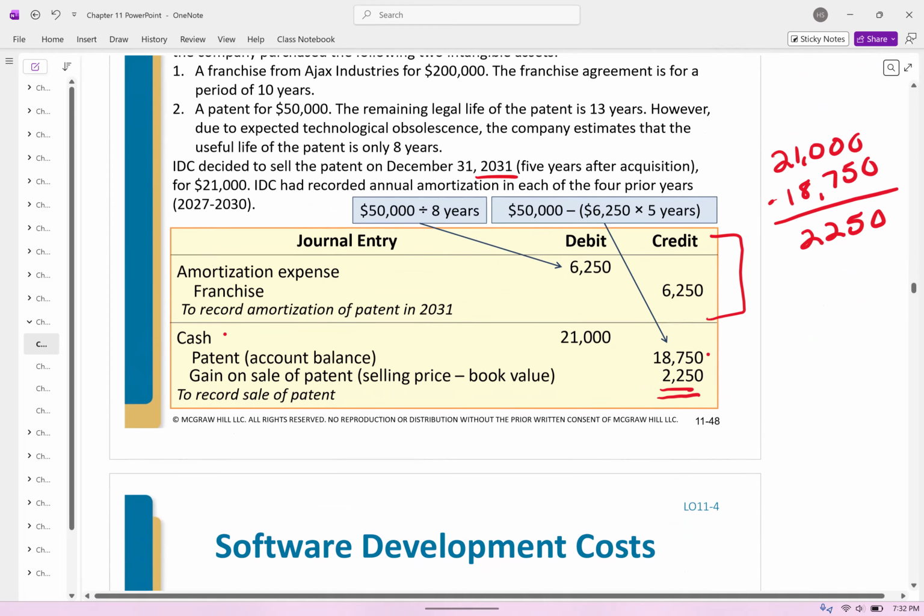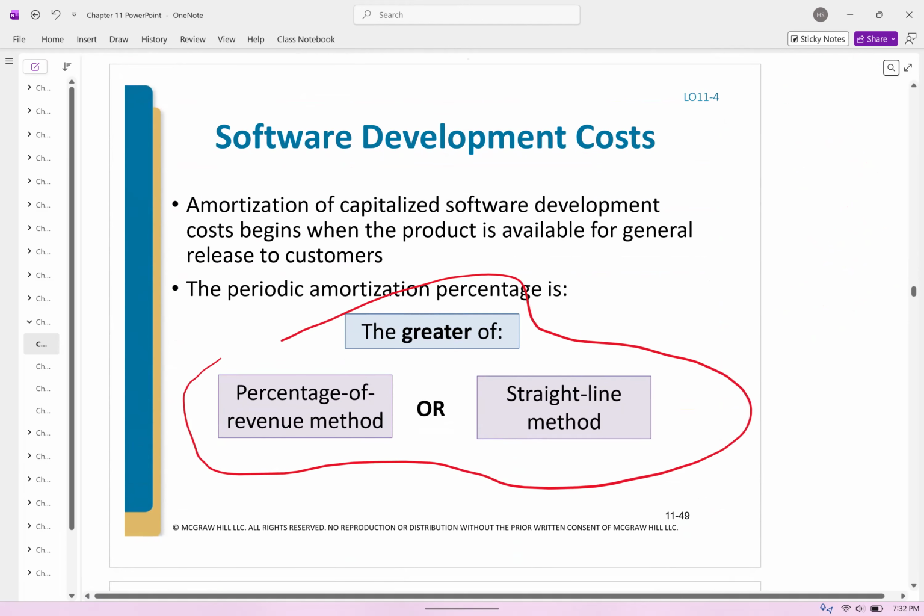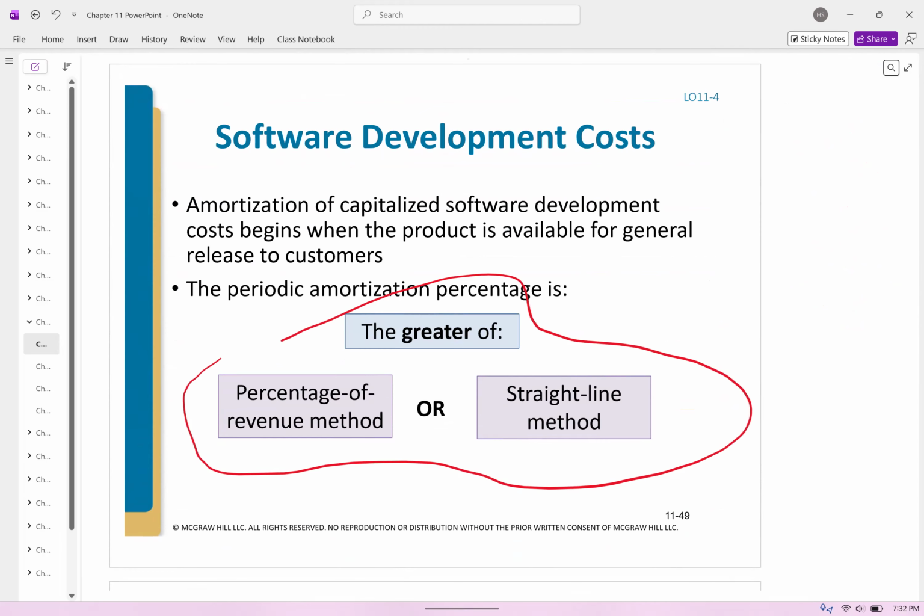Moving right along, we are going to talk about software development cost. And this can be kind of confusing right there. So we're just going to jump on over and work through a problem. I think it will help. We are looking at amortization of software development cost, either the percentage of revenue method or the straight line method.